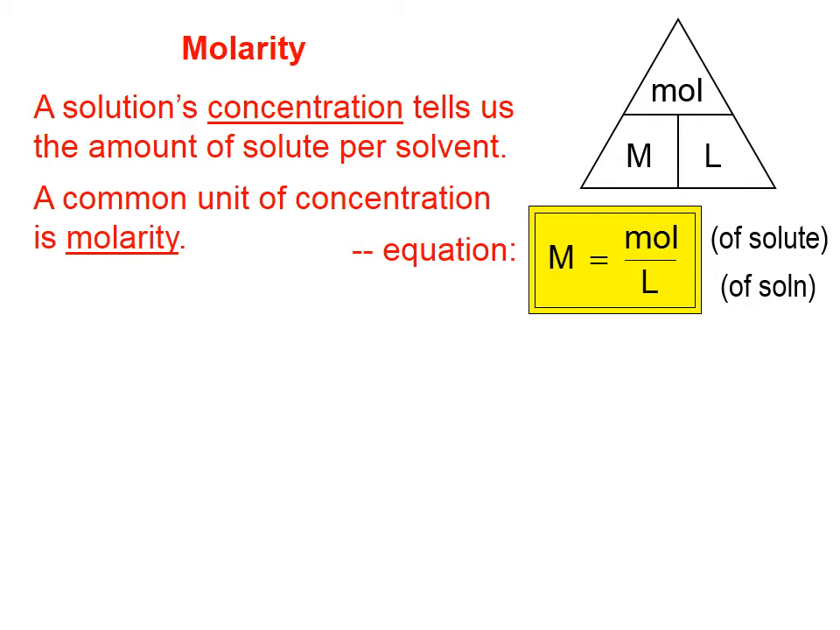Many first-year chemistry students have used this triangle to help them manipulate the variables in this equation. How this works: you cover up the variable that you are asked to calculate, and the orientation of the other variables tells you what to do with them.